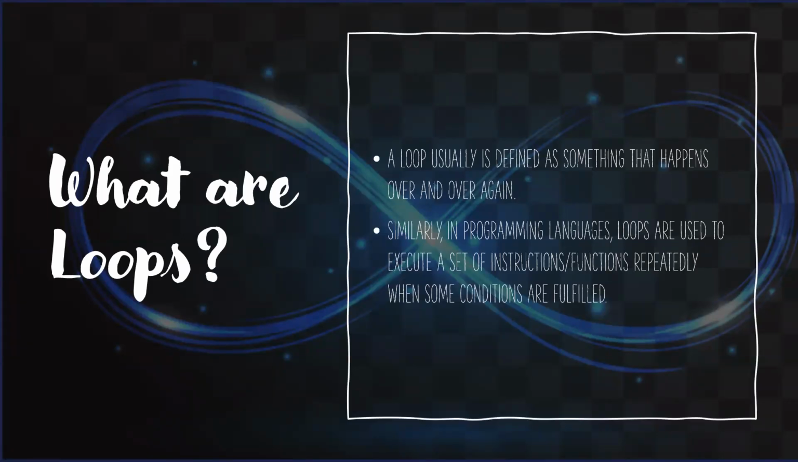What are loops firstly? A loop usually is defined as something that happens over and over again. But similarly in programming languages, loops are used to execute a set of instructions, so a part of a code, repeatedly when a group of conditions are fulfilled or are true.